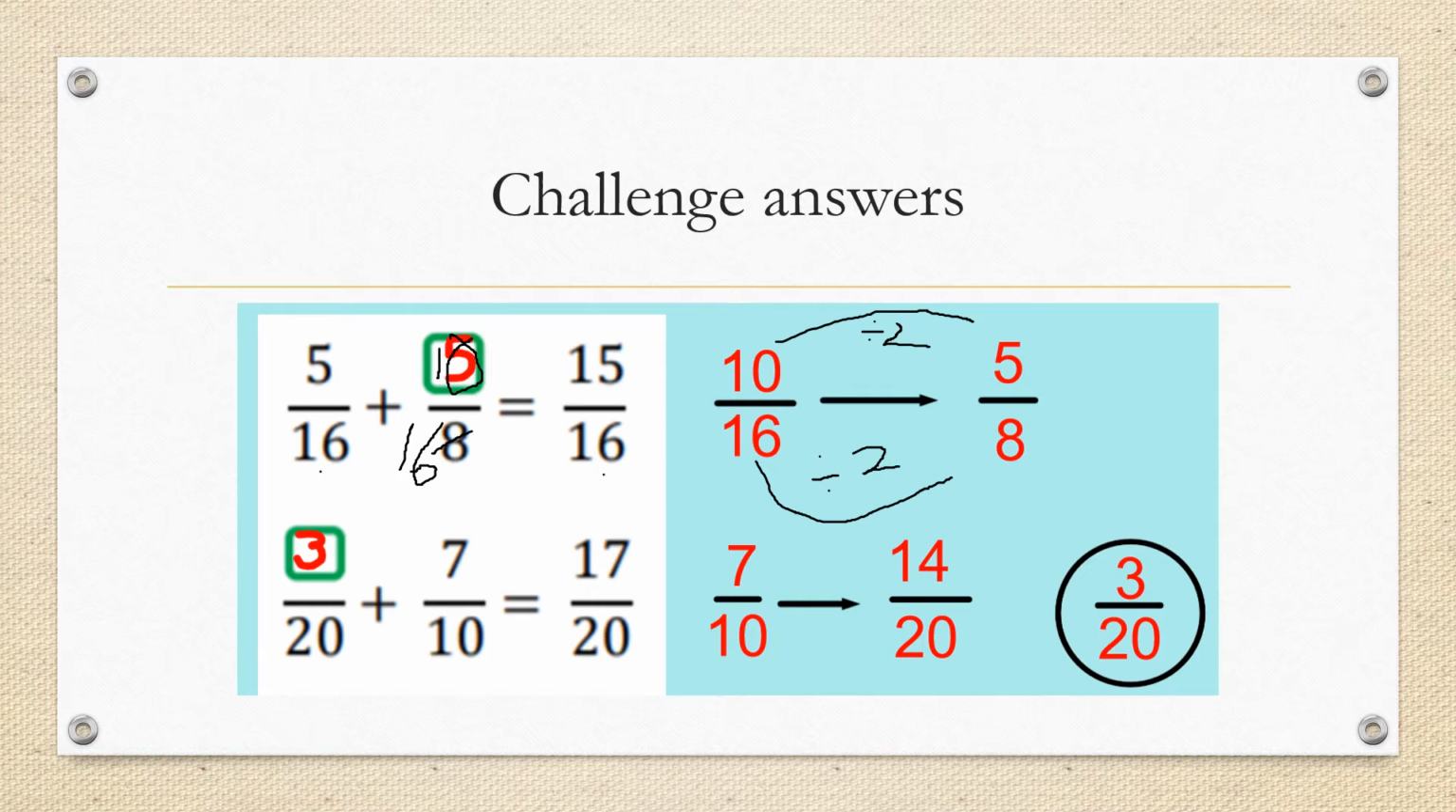The same with the bottom. The odd one out again is 7/10 because the denominator is 10, not 20. So we need to change that into a 20th. So 7 times 2 makes 14, 10 times 2 makes 20. That gives us a total of 14 20ths, and that leaves us with 3 20ths to make 17 20ths. So there's your answer for the first one.